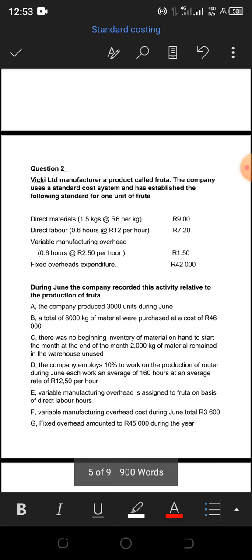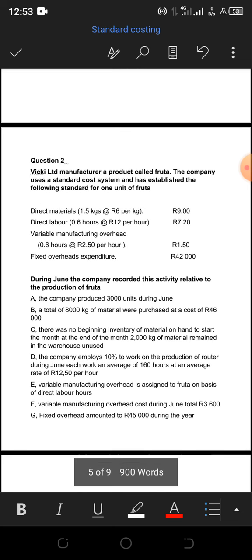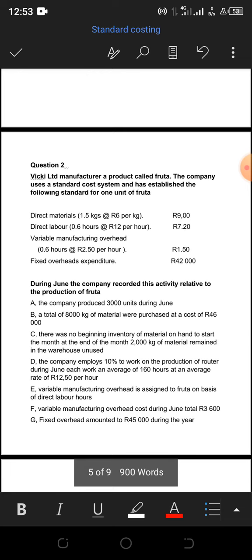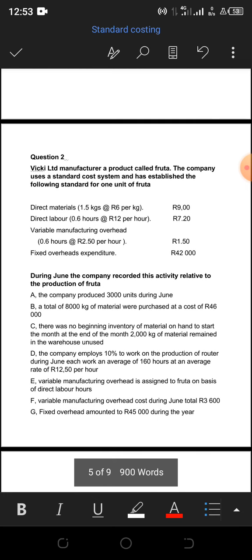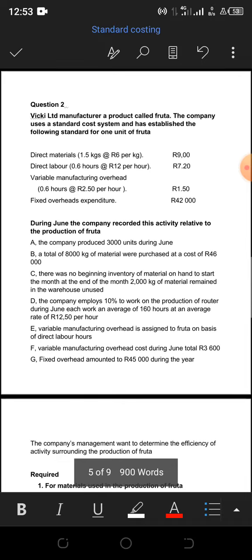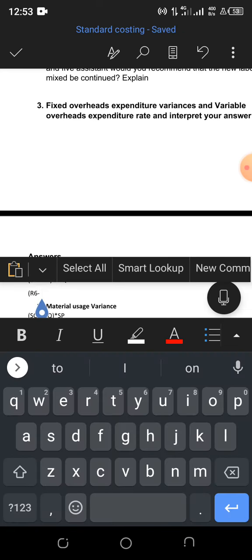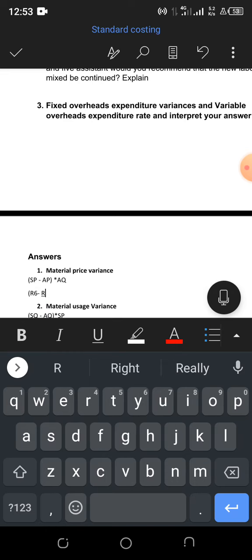Okay, let's take number B. They say a total of 8,000 kg of material were purchased at a cost of 46,000. So they didn't give us a price per kg, but we have the total price and the number of kg, which means what we have to do is divide 46,000 by 8,000 kilograms. It will give us 5 rand 75, which means that this is our actual price. It's going to be 5 rand 75 after you have divided those amounts.